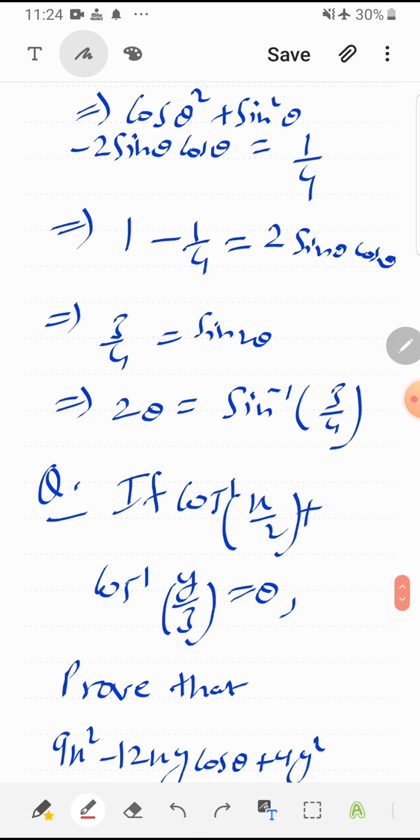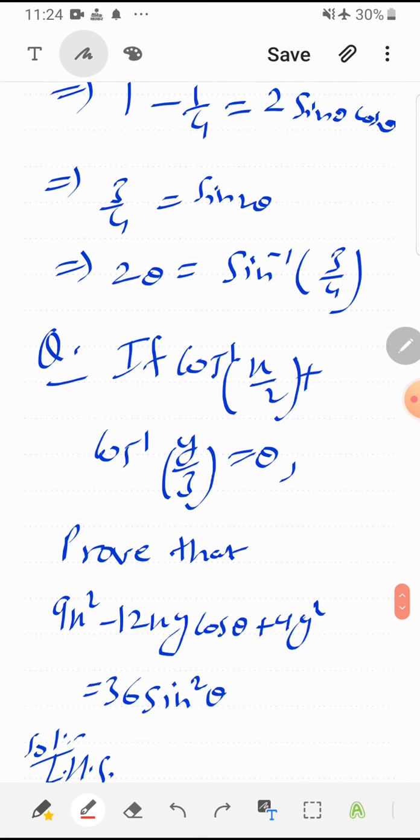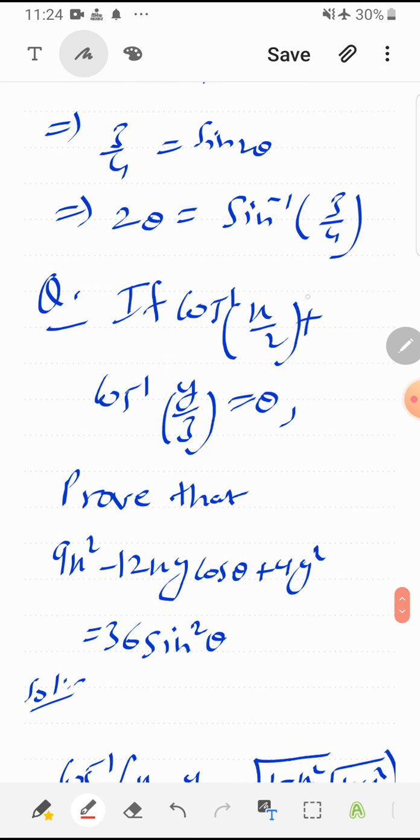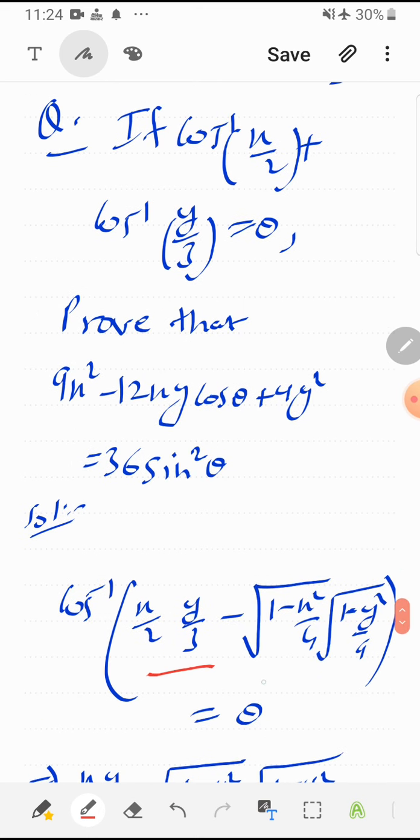Next is cos inverse x by 2 plus cos inverse y by 3 is equal to theta. Then prove this: 9x square minus 12xy cos theta plus 4y square is equal to 36 sine square theta. So this is a very obvious question. In the given expression, I am straight away applying the formula of cos inverse a plus cos inverse b. So it is cos inverse of ab minus under root 1 minus a square into 1 minus b square, where a is x by 2 and b is y by 3.